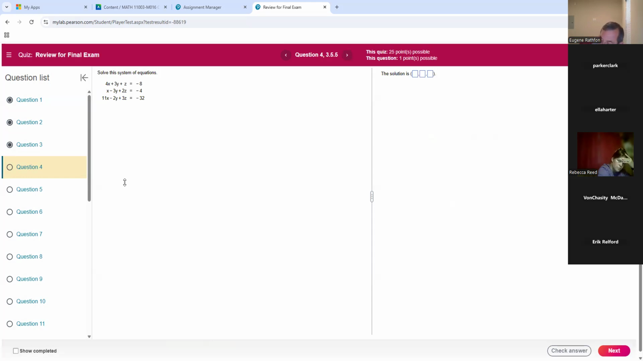Oh, y'all, let me write this down. I'm going to knock this down on my calculator real quick. 4x plus 3y plus z equals -8. x minus 3y plus 2z equals -4. And then 11x minus 2y plus 3z equals -32. All right, so I'm going to put this into the calculator and let that calculator do the RREF stuff to it, okay? So here we go.